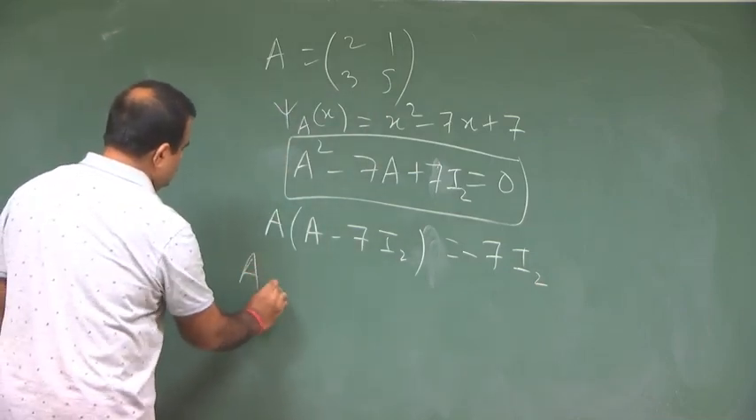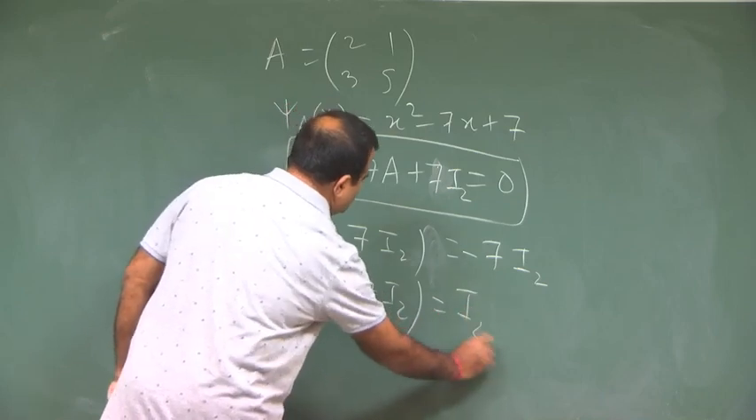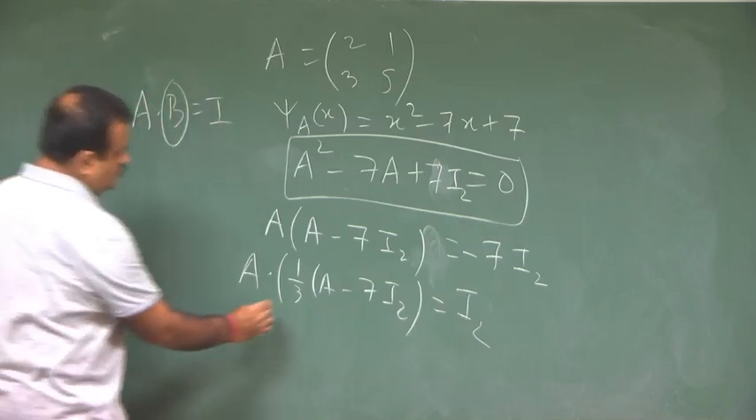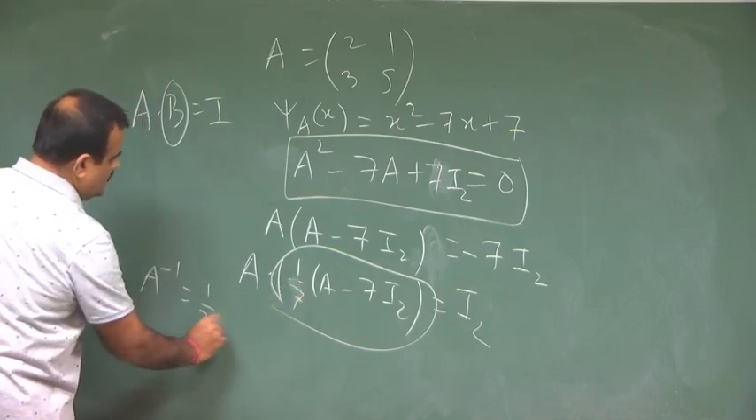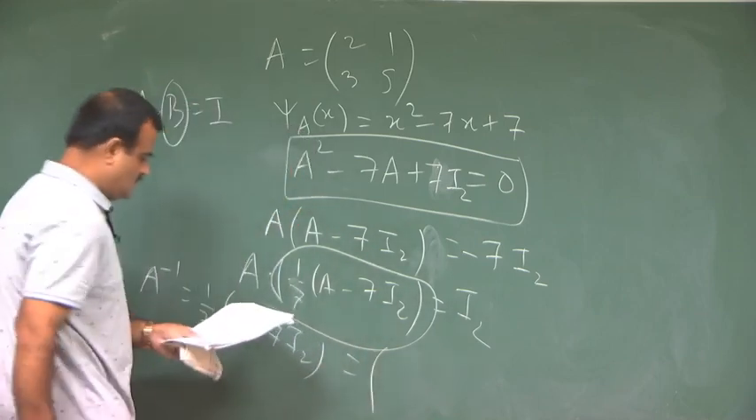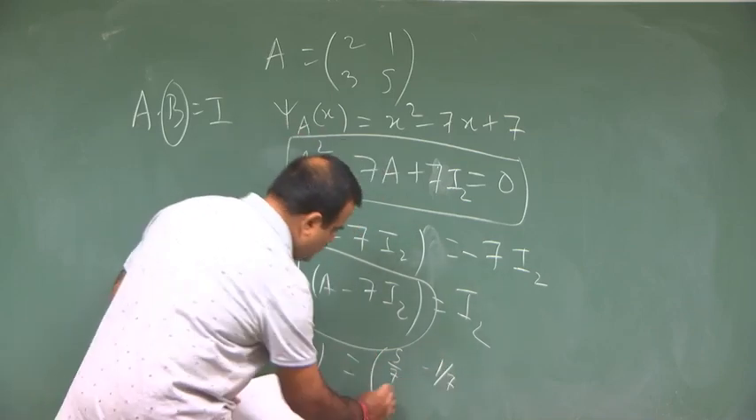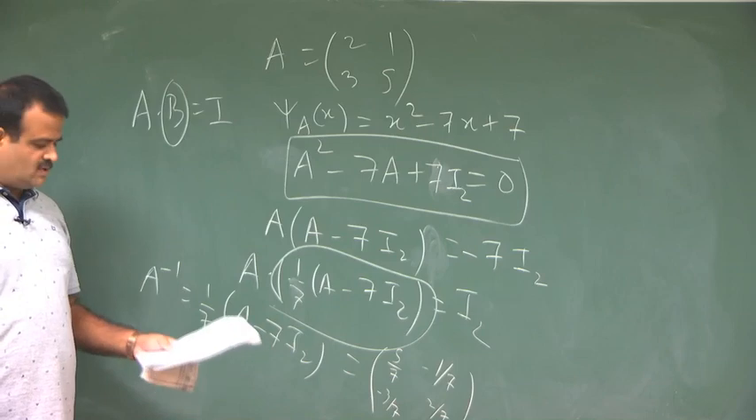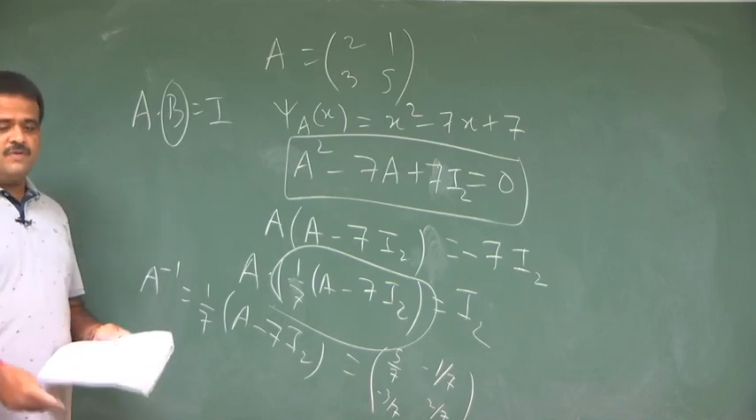So, that means if we take A into 1 by 7 (A minus 7 I 2), this is giving us the identity. And we know if A into B is the identity matrix, then B is the inverse of A. So, A inverse is nothing but 1 by 7 into (A minus 7 I 2). If you calculate it, we will get the matrix like this: 5 by 7, minus 1 by 7, minus 3 by 7 and 2 by 7. So, this is the inverse of this matrix. This is the way the Cayley-Hamilton theorem helps us to find the inverse.